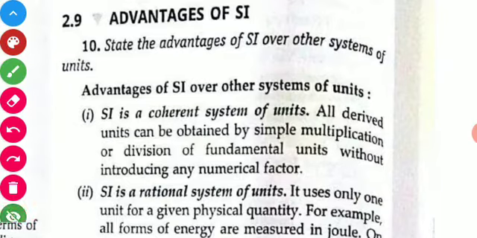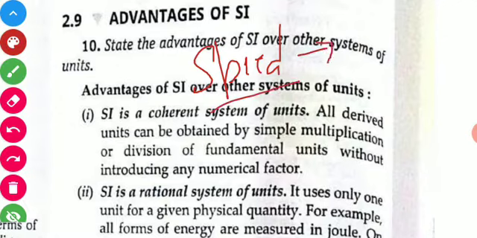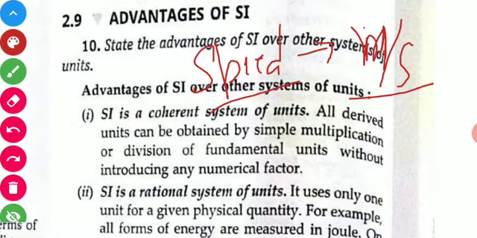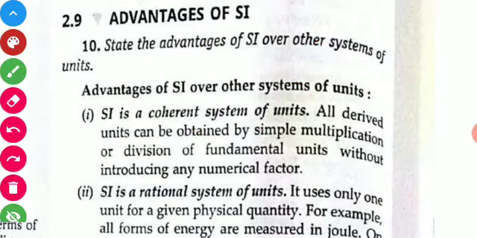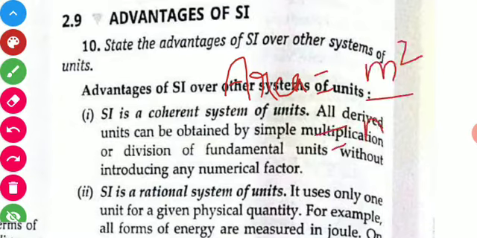For example, we want to find the SI unit of speed. We know that the unit is meter per second. So just dividing the fundamental unit meter by the fundamental unit second, we got the unit of speed. Similarly, for area, the unit is meter square. So just multiplying fundamental unit meter with meter, we got the SI unit of area. So simply by multiplication or division, we can get the SI unit of all the derived quantities.